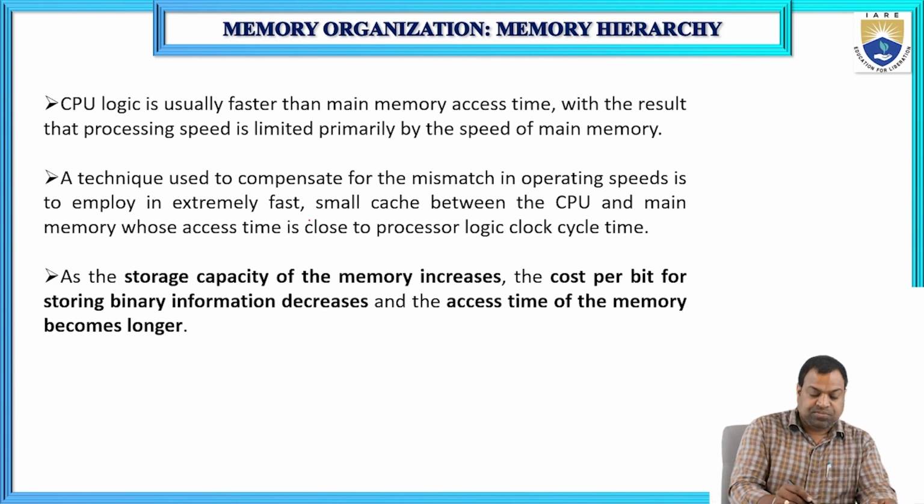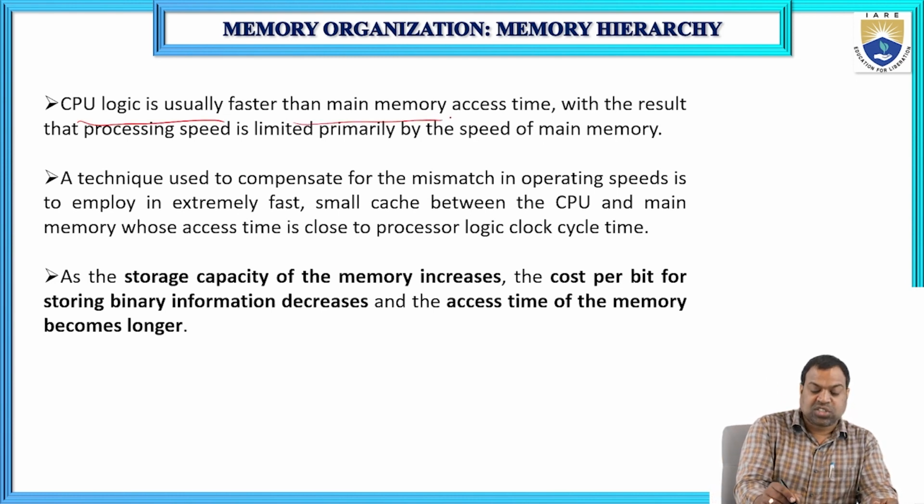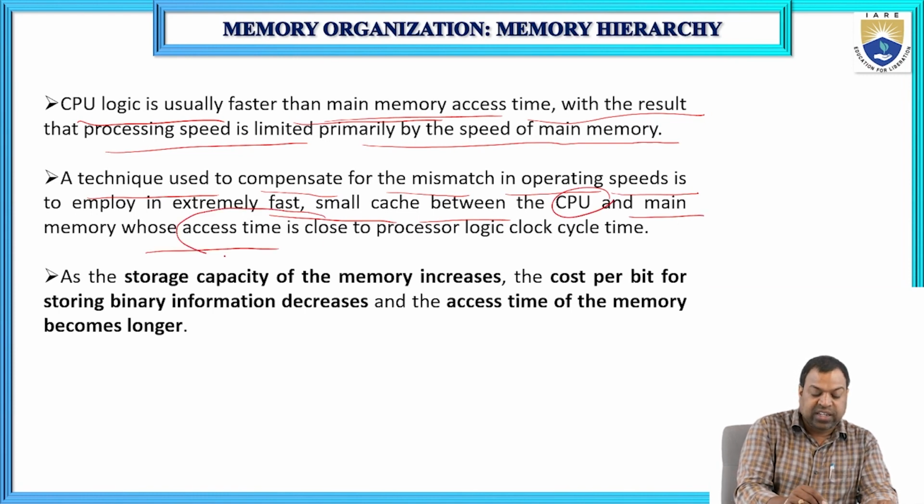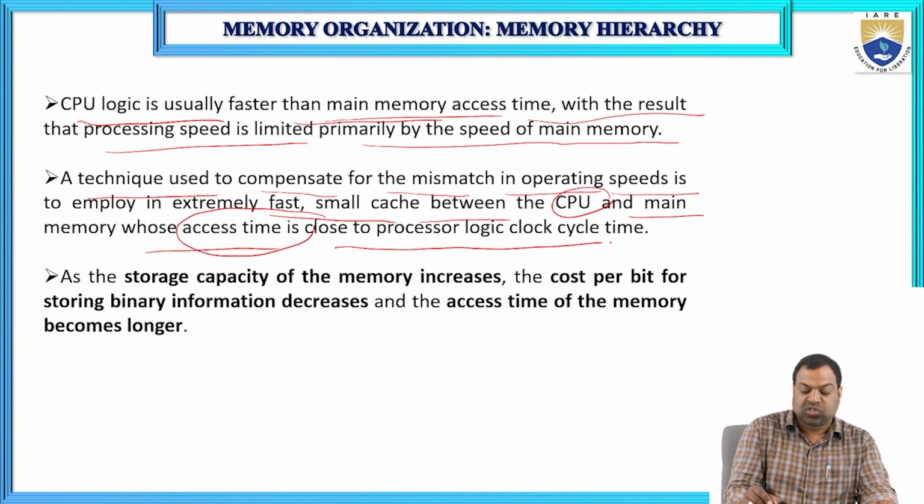So when I'm using the CPU logic, the main memory has the slowest access time compared to the processor speed. A technique used to compensate for the mismatch in operating speed is an externally fast small cache between the CPU and main memory, to decrease the access time and bring it close to the processor logic clock time.